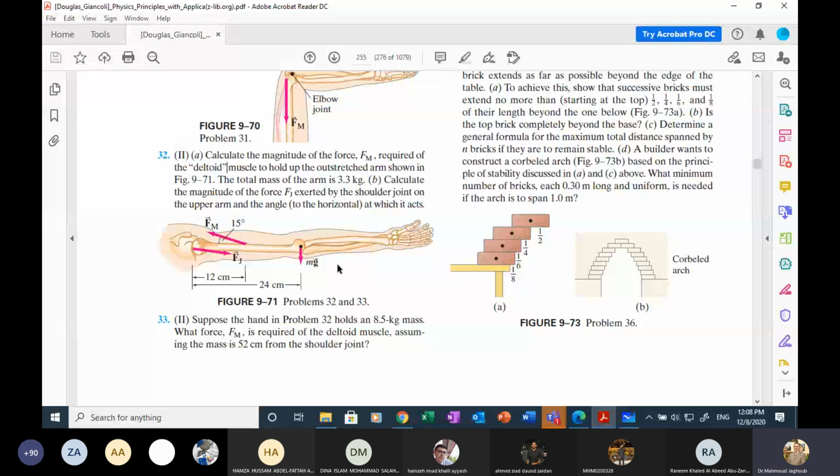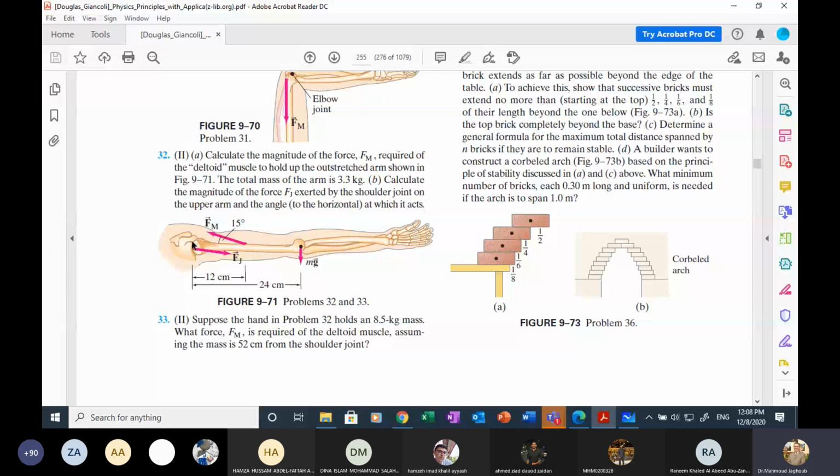So in this question, part A says: calculate the magnitude of the force Fm, the muscle force required of the deltoid muscle to hold up the outstretched arm shown in the figure. The total mass of the arm is 3.3 kilograms. In the figure, he tells us that the weight acts at this point, which is 24 centimeters from the rotation point at the shoulder here.